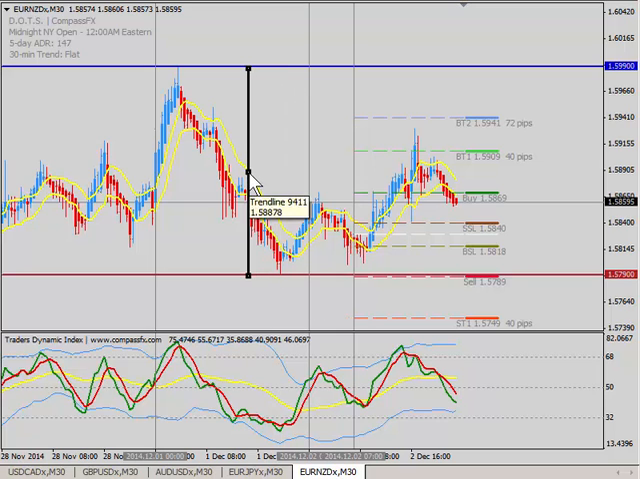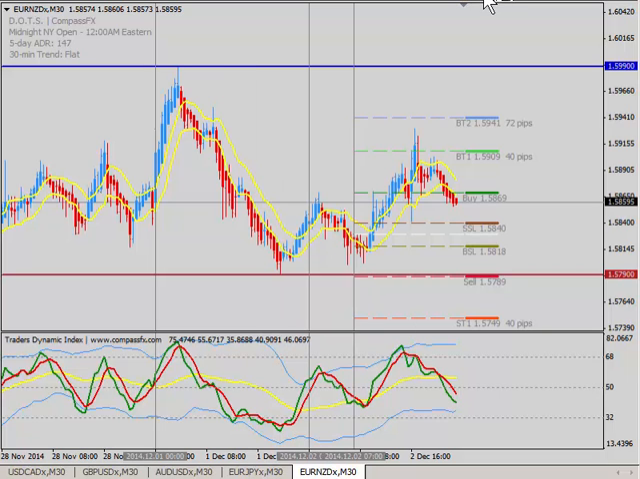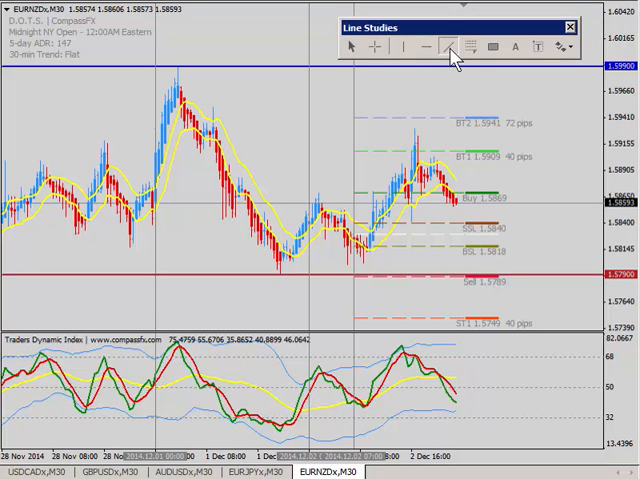Now, the easiest way to find the center of the line, draw the line, and I'm using the diagonal in the line studies. I'm using this diagonal line. Draw the line from top to bottom. That's all you've got to do.